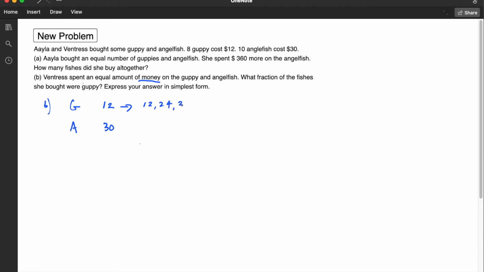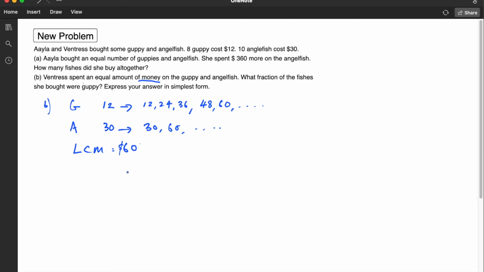So the least will be of course 12, 24, 36, 48, and 60. We can continue, but you can make a guess that we can stop at 60 because the multiples for 30 will be 30, 60, and so on. So here the LCM, or the least common multiple, is actually 60, or $60 for the second case.